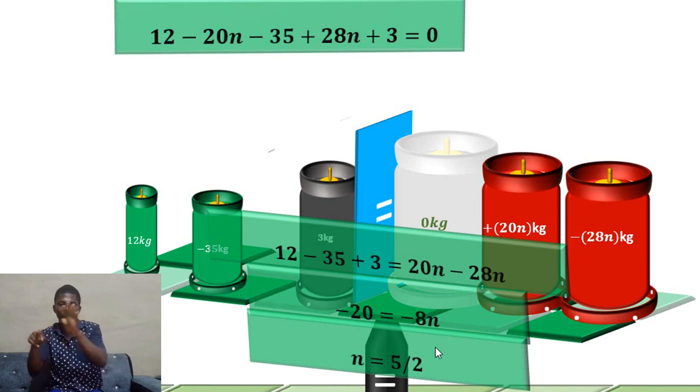Right? I don't bother myself about the 0. So this is minus 20 equals minus 8n. So n equals 5 over 2. Alright? So that is it. n is 20 divided by 8. So 4 is common to both of them, so you can have both of them as 20 over 8 reduced to 5 over 2.